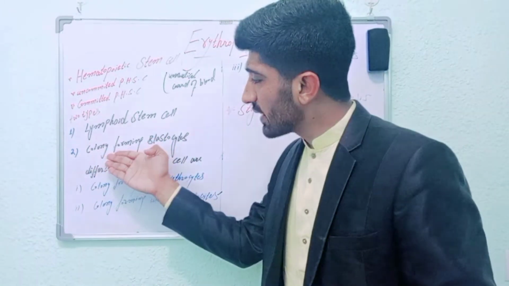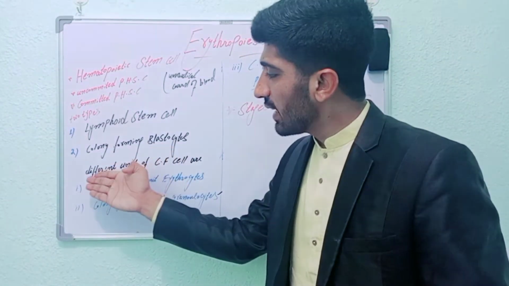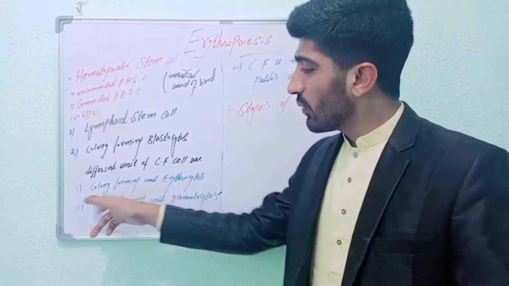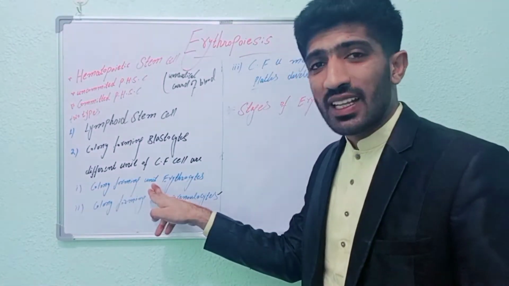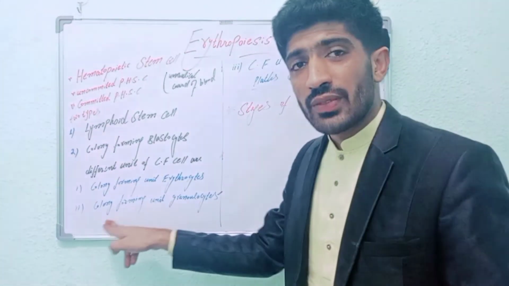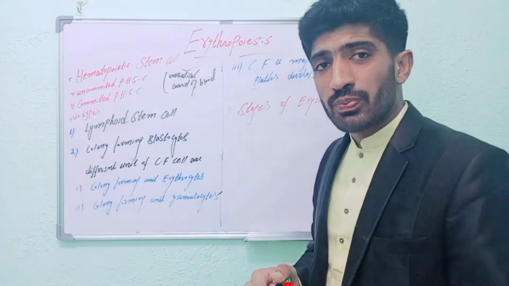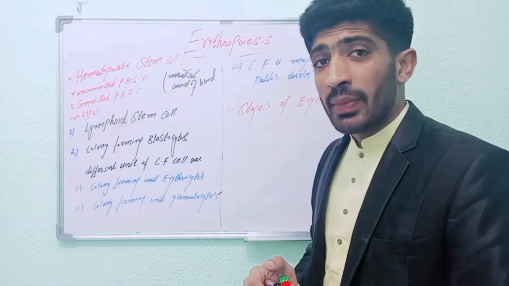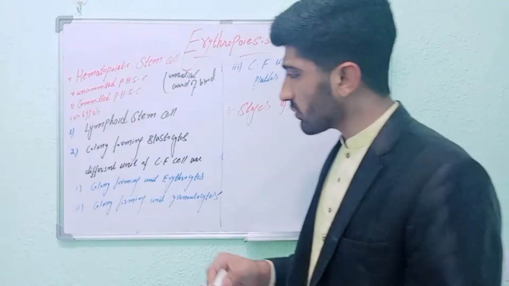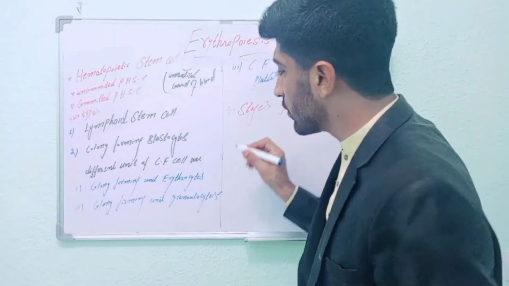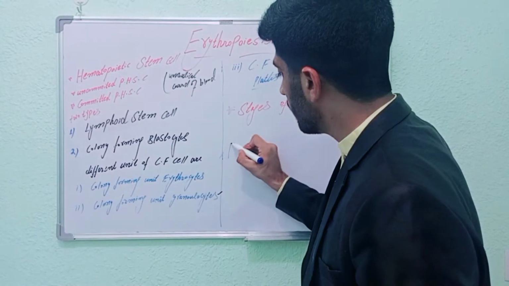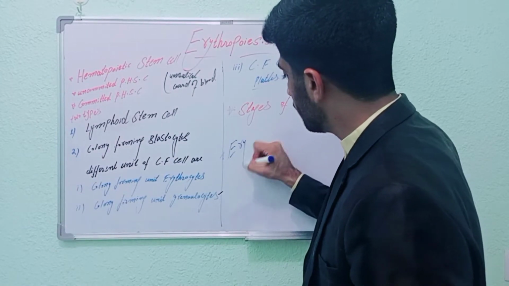When these are grown in culture, they form colonies. There are different colony forming units. First is the colony forming unit of erythrocytes. Second is the colony forming unit of granulocytes. And third is the colony forming unit of megakaryocytes. So students, the colony forming unit of erythrocytes develops into erythrocytes.